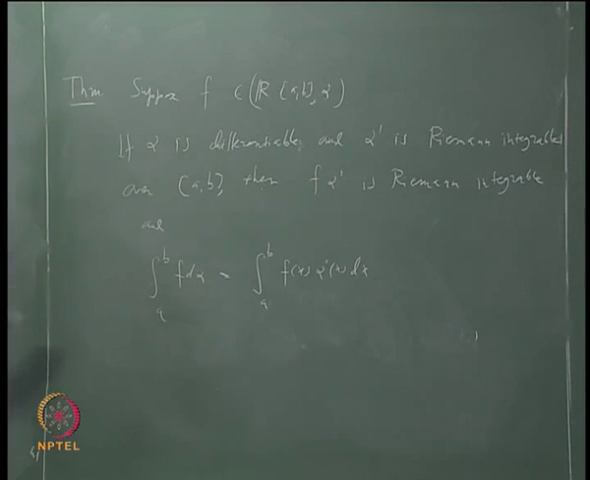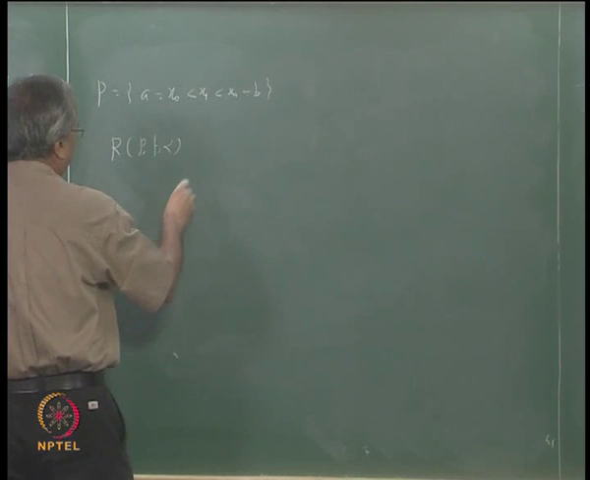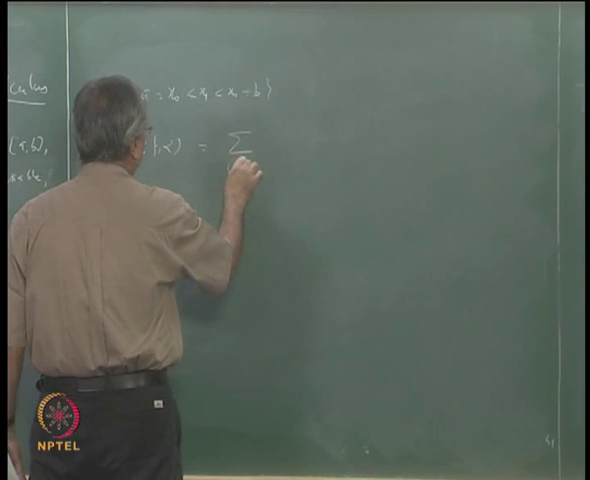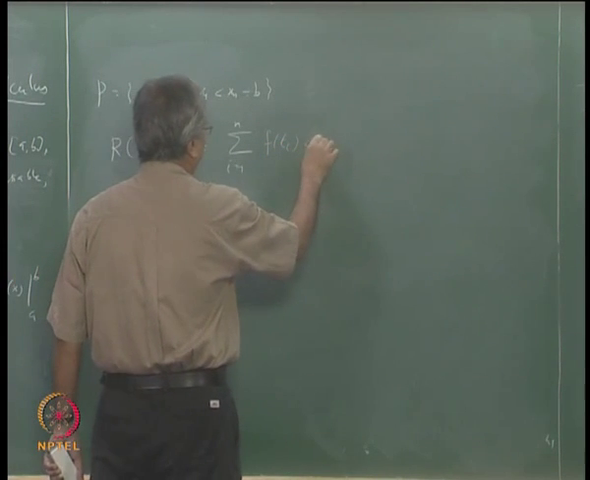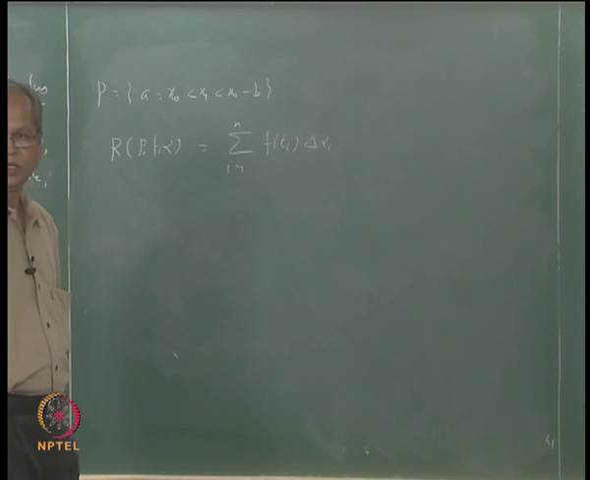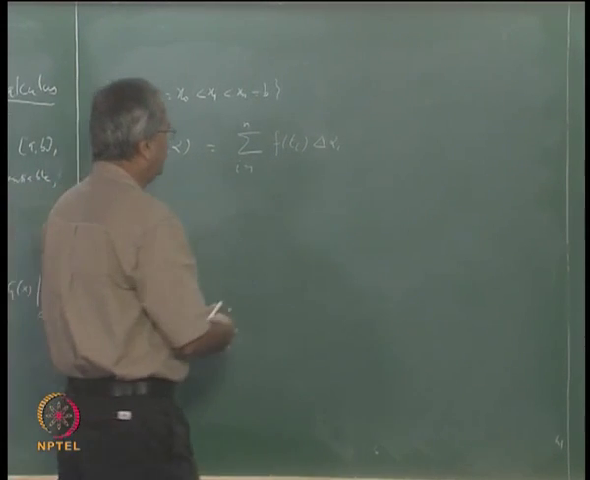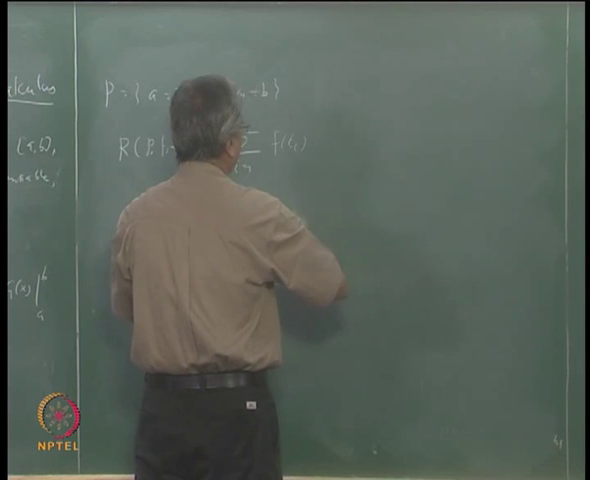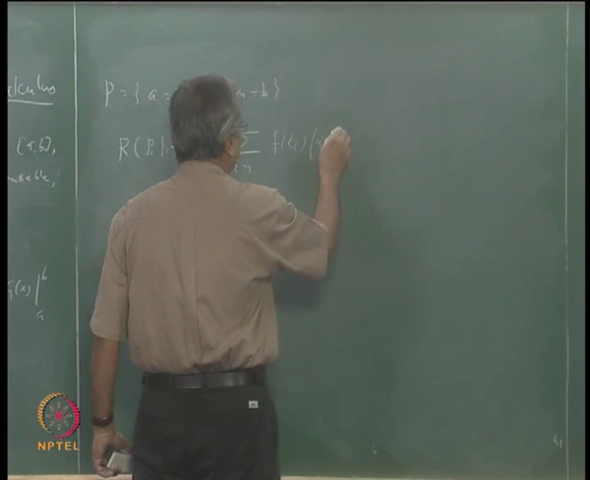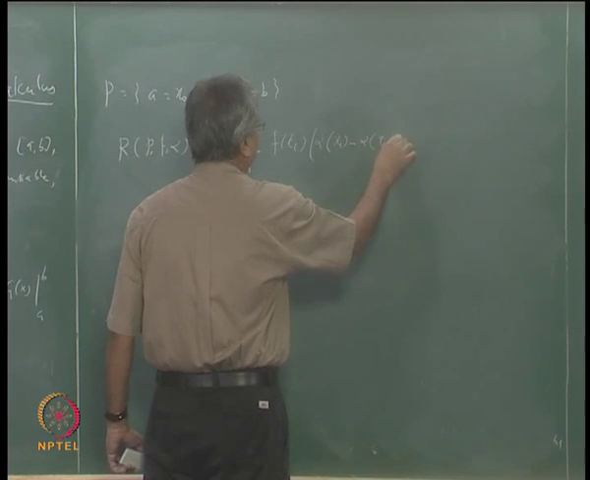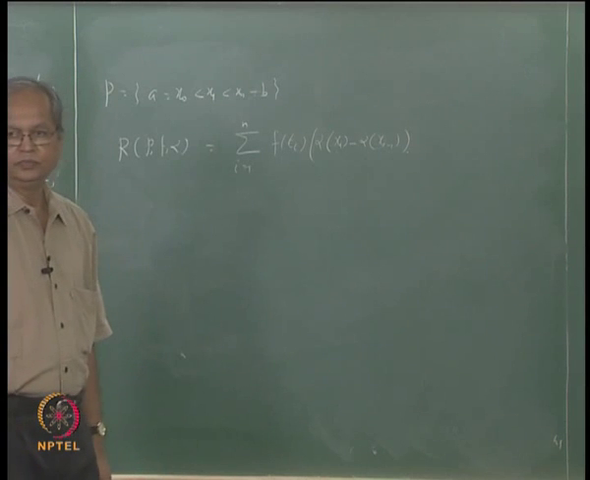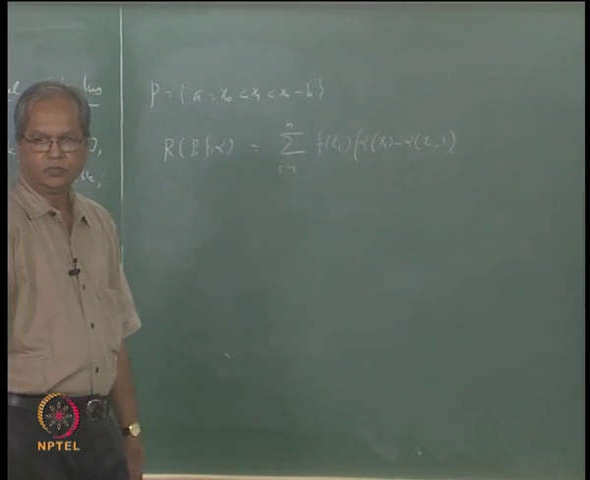So just look at one particular Riemann-Stieltjes sum. Suppose I look at R P f alpha. So what will that be? This will be the sum over i going from 1 to n of f at ti multiplied by delta alpha i. Now what is delta alpha i? Let me write it in the full form. It will be alpha at xi minus alpha at xi minus 1.